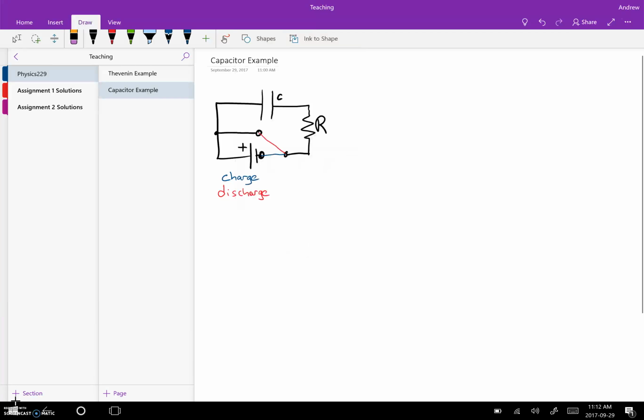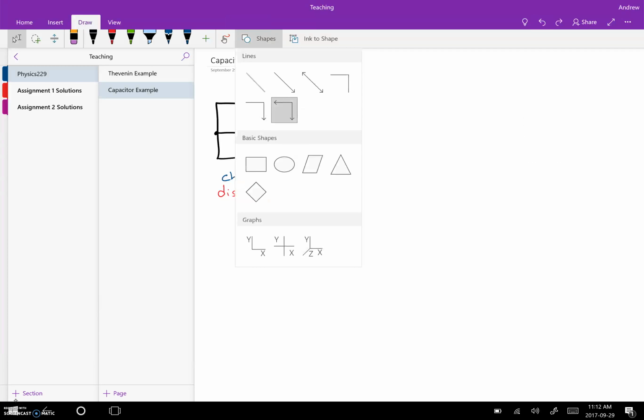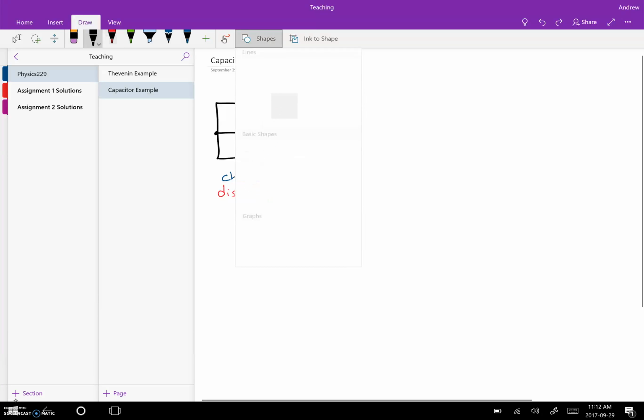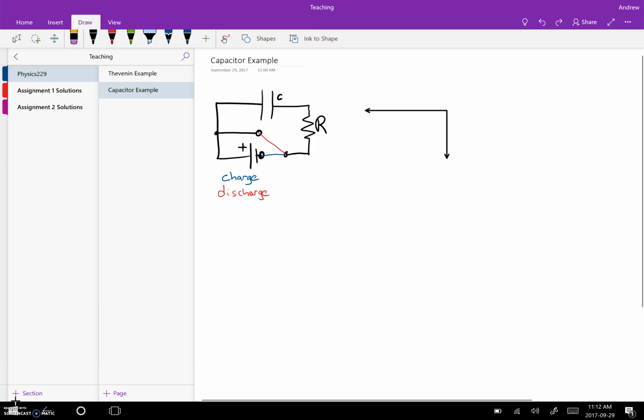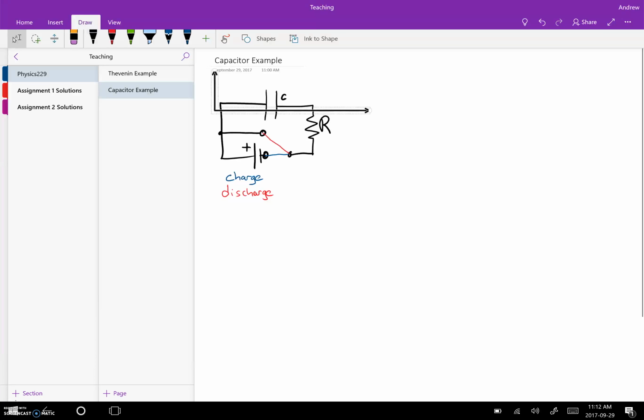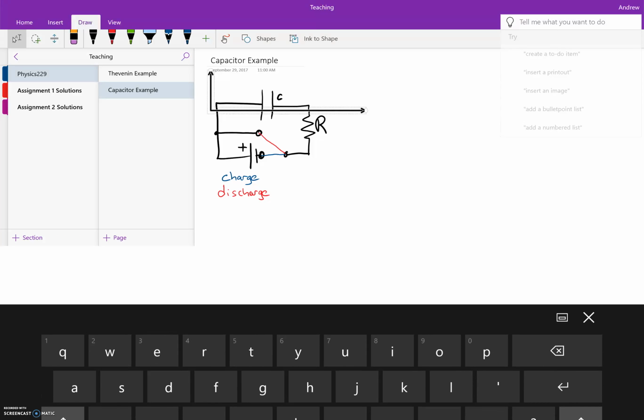Can I draw axes this way? Kinda. Let's see here. Okay, no matter which way I do it. Yeah, let's just draw it. Let's just go old school.